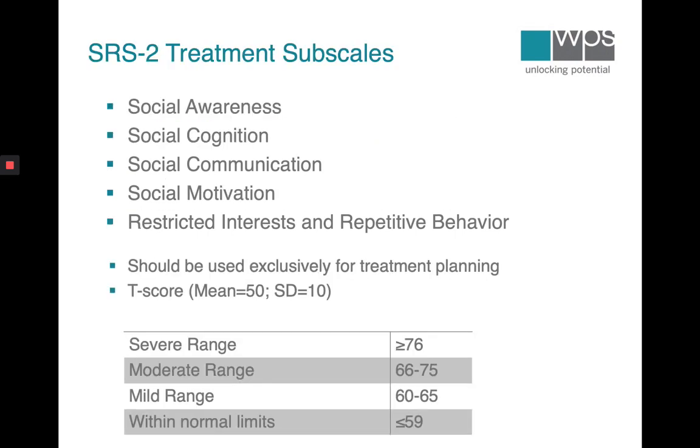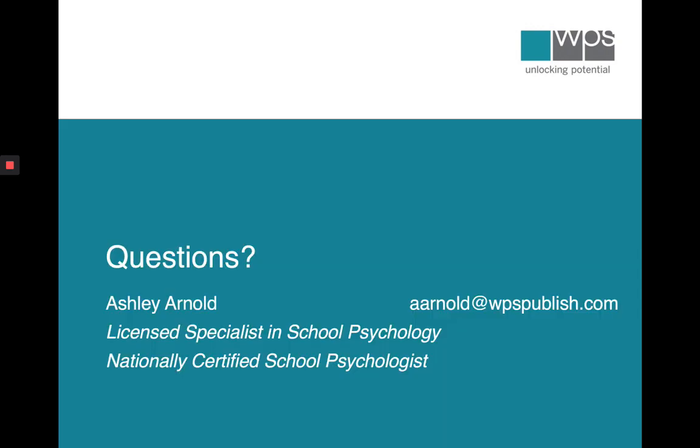With the SRS-2, you're going to get these subscales: social awareness, social cognition, social communication, social motivation, and then restricted interest and repetitive behavior. You'll see the T-score ranges within normal limits, mild, moderate, or severe. So what's nice about the SRS-2 for our autism evaluations is it looks at those different social deficits and really pinpoints what area of social skills the child displays potential deficits in.